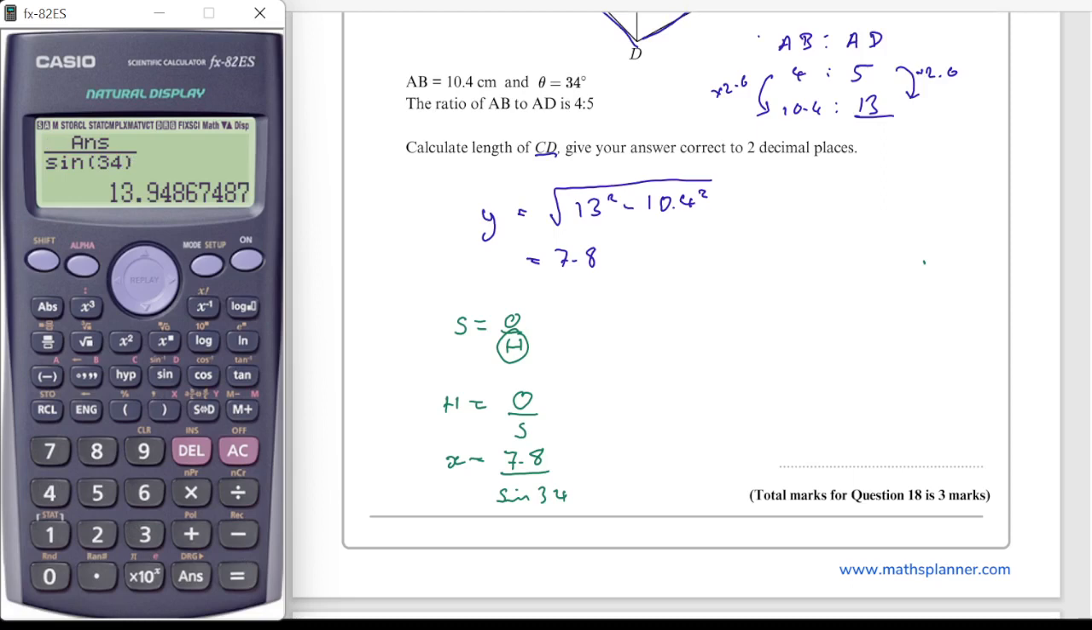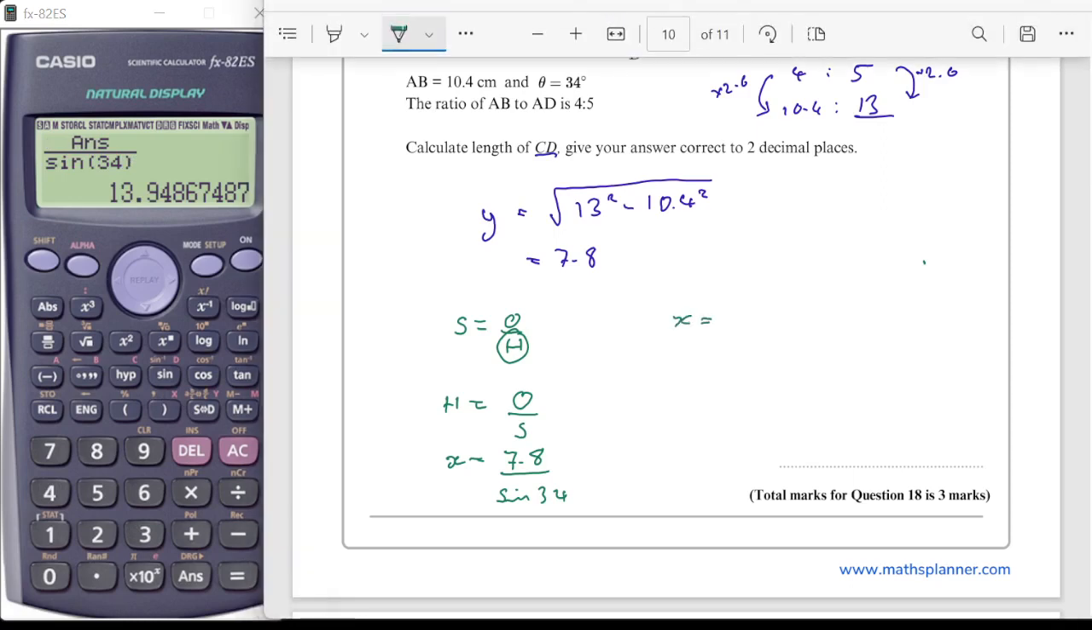So we've got 13. So x is going to be equal to 13.9486... So to 2 decimal places, I'm rounding to that figure there. The number behind it is an 8, so I'm going to round up: 13.95. Have I got a unit here? We're in centimetres.